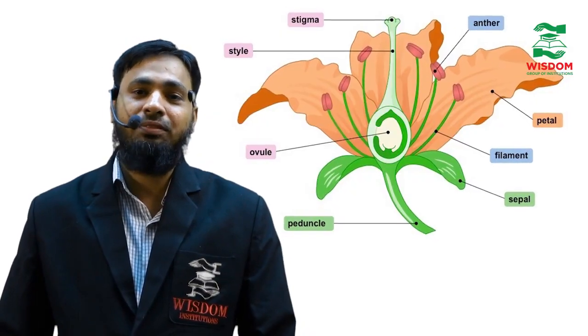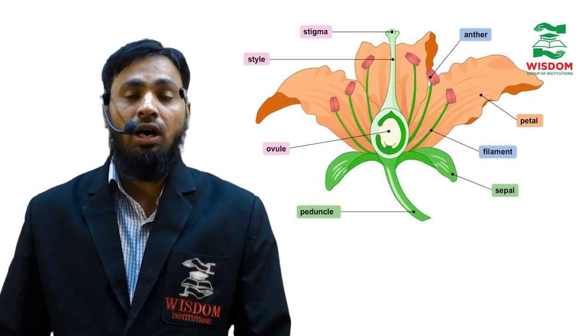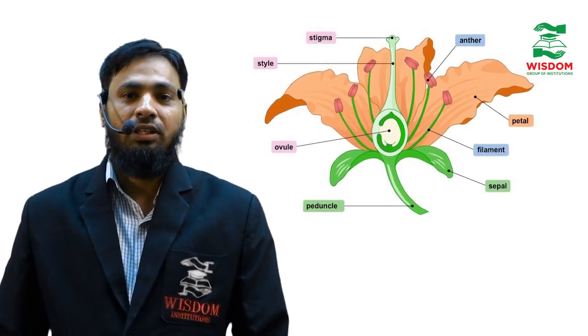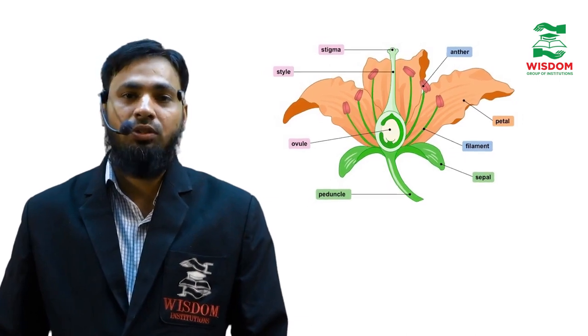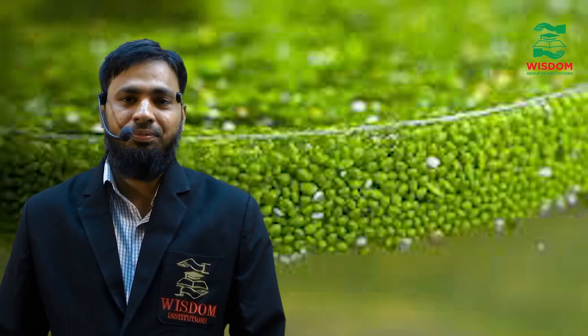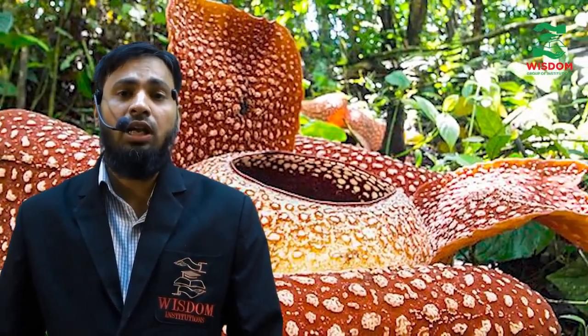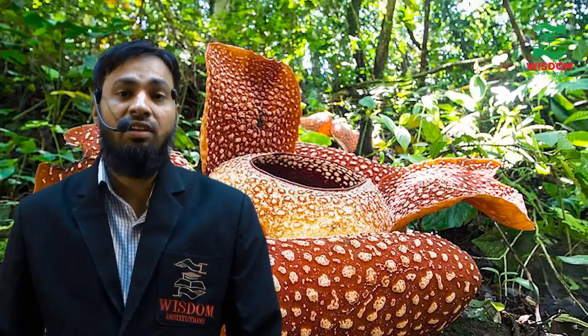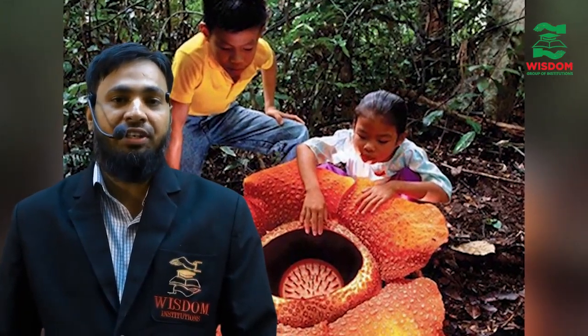And as you know, the only group of plants which have flowers are angiosperms. So it is a characteristic feature of the group of angiospermic plants. As you know, the smallest flower is Wolffia, about some mm, whereas the largest flower is Rafflesia, which is up to 6 to 8 feet.